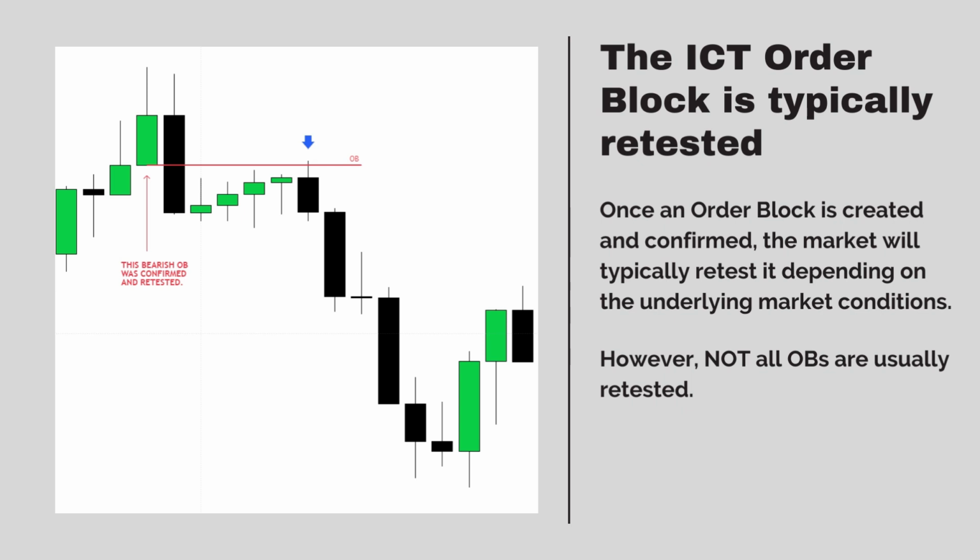I actually go deeper into which order block to focus on in my other video. The link is in the description, and also you can find it above the video. So check it out, guys, and you'll see why you should not focus on every particular order block.